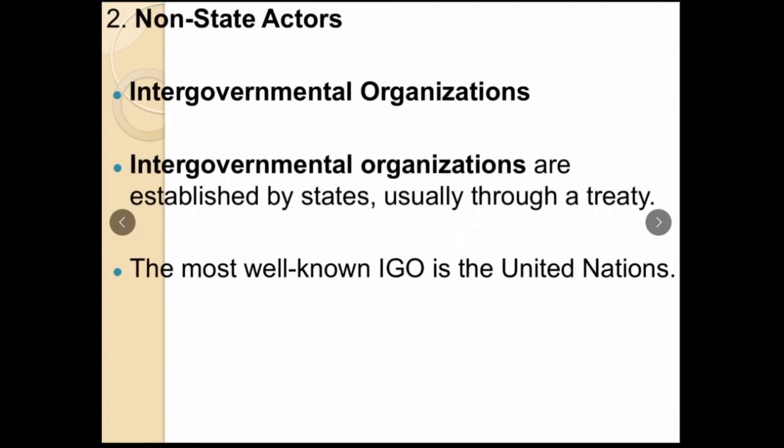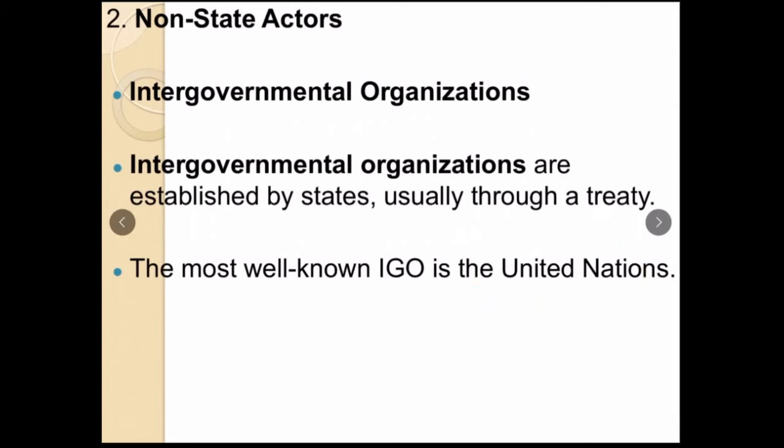So what are the main bodies in the United Nations? We have five main bodies in the United Nations. The main organs of the United Nations are the General Assembly, the Security Council, the Economic and Social Council, the Trusteeship Council, and the International Court of Justice. And the United Nations Secretariat. They were all established in 1945 when the United Nations was founded.